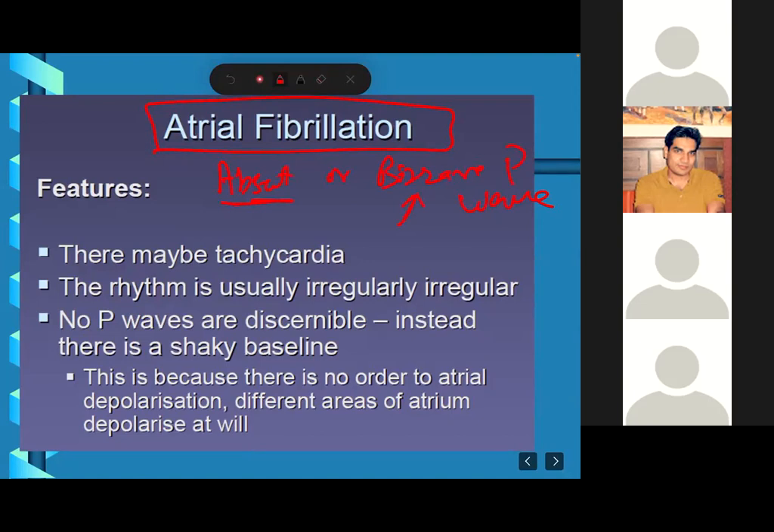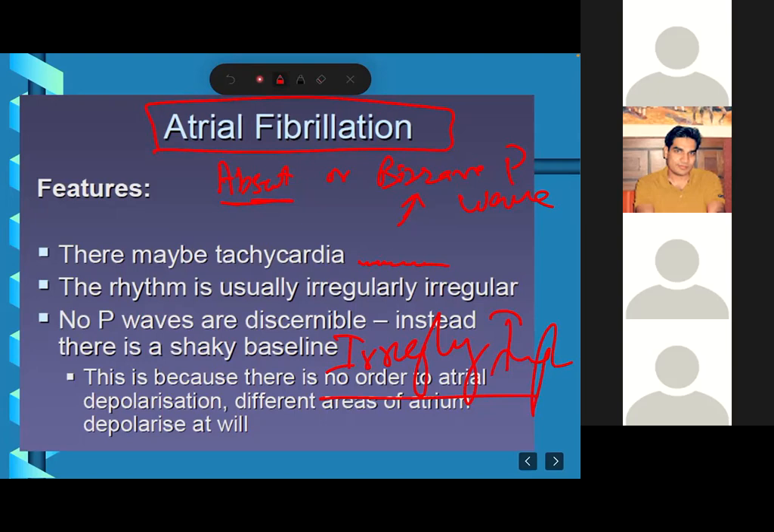In atrial fibrillation, the atria are fibrillating like this. They are not contracting regularly. There are multiple causes of atrial fibrillation, which we will discuss later. But by definition, the first thing we should interpret on ECG is an absent or bizarre P wave. The next thing is irregular rhythm.